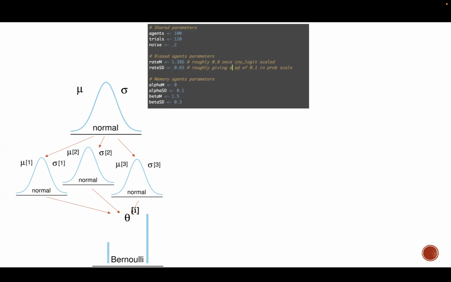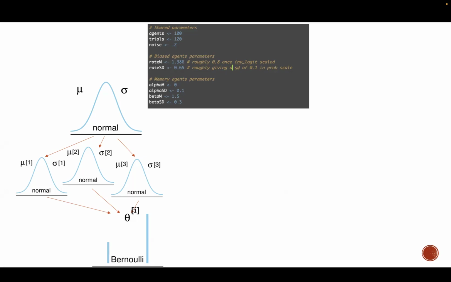Then we have bias agent parameters, which now we're going to be working on logit scale. So we're going to say that the rate, the mean rate across the agents, so of the population of random agents, is going to be 1.386, which is 0.8 once you put it back into probability space. The standard deviation is 0.65. How do I determine that? Well, I wanted a variability in the underlying rate of about 0.1. So I went to my RStudio and tried out different values until I got approximately that in the probability space. Then we have agent memory parameters.